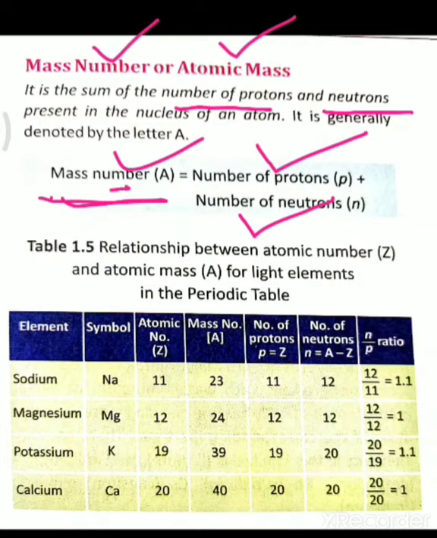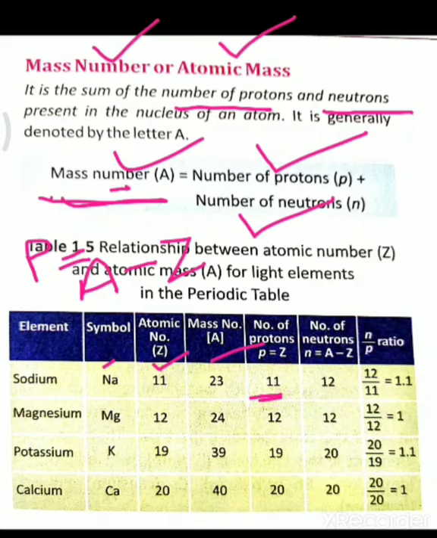See, sodium, symbol Na, atomic number is 11 and mass number is 23. The number of protons is equal to 11, and if you know the number of protons, then how can we calculate the number of neutrons? What will you do? For that you have to subtract from the mass number.